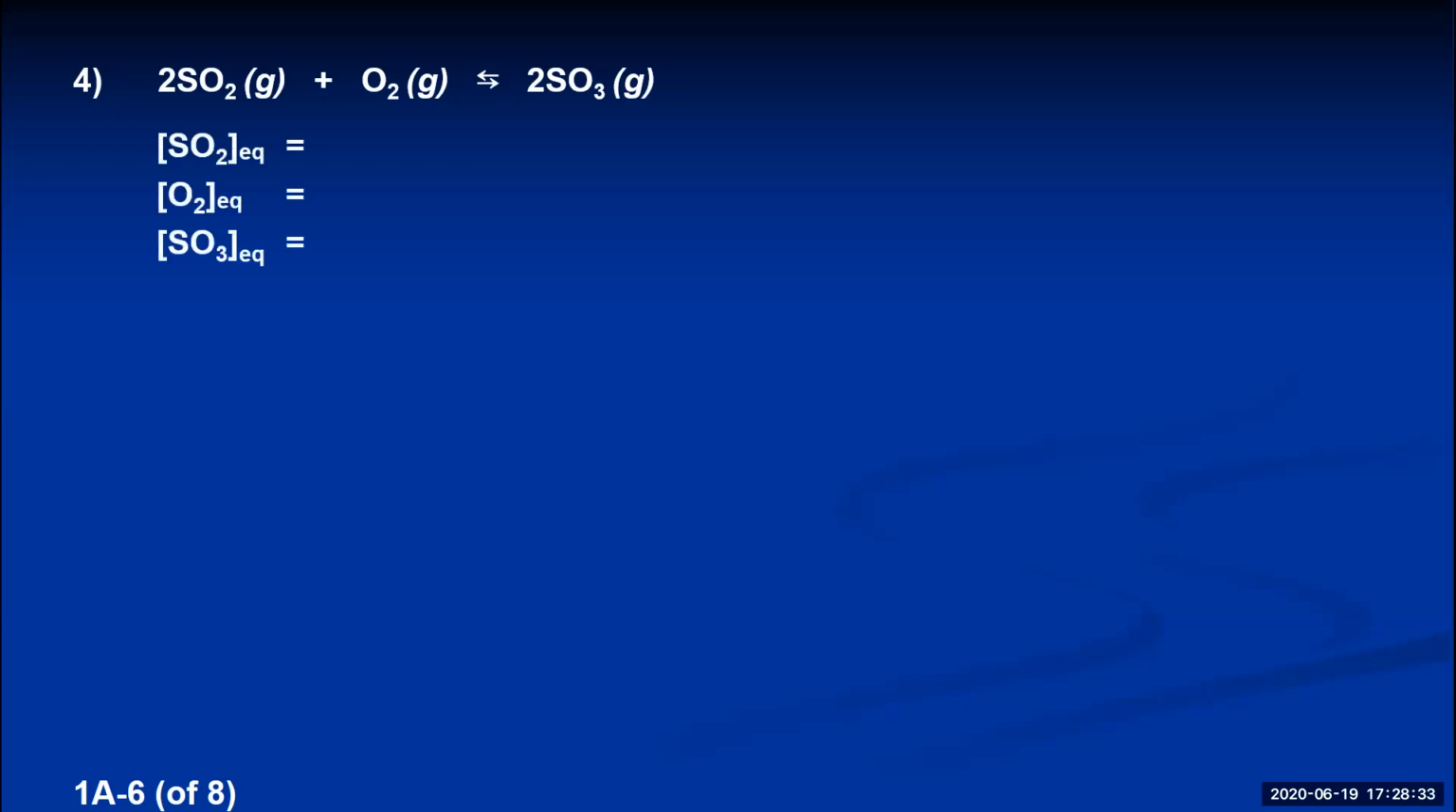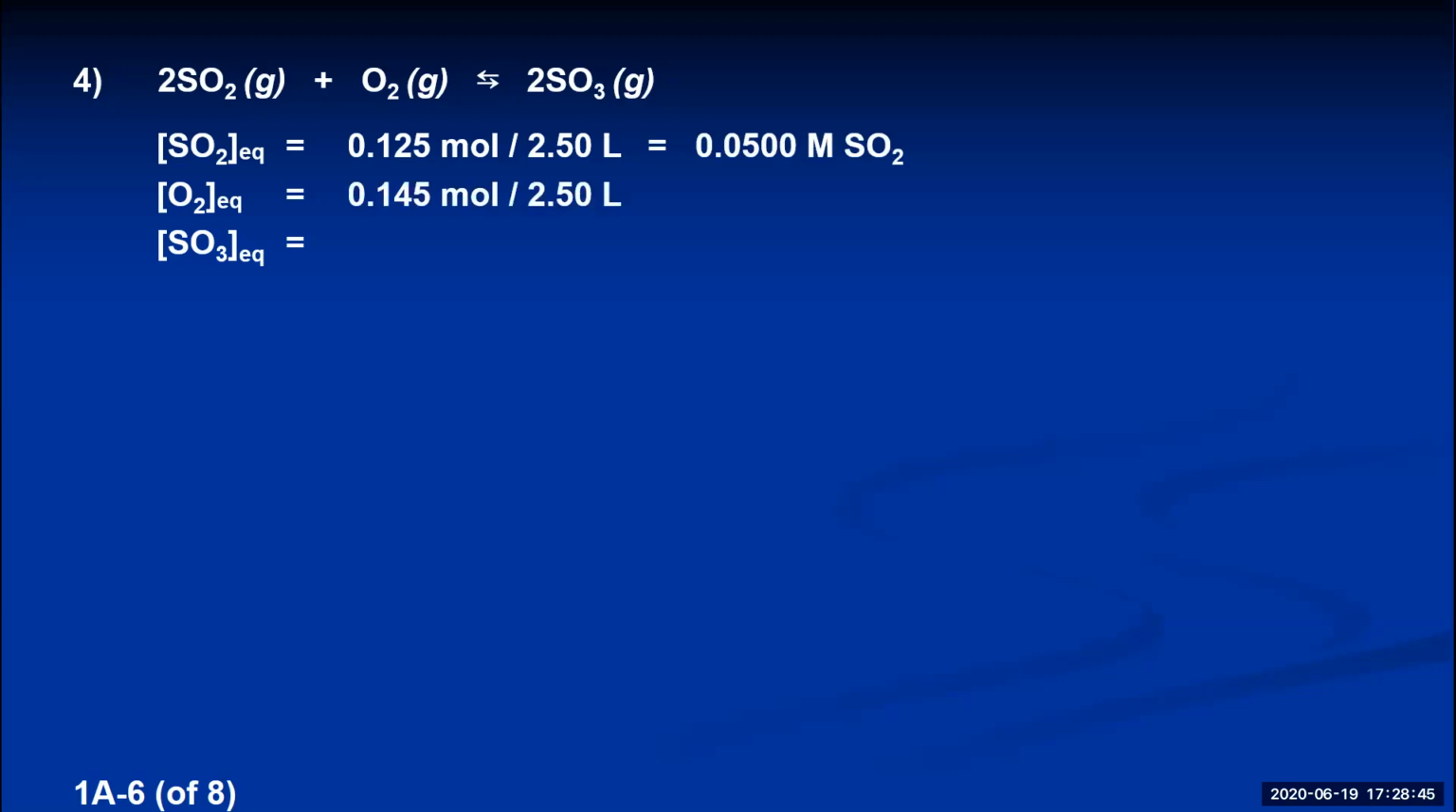So the equilibrium concentration of the SO2 is going to be the moles of SO2 divided by the volume of the container, and that turns out to be 0.0500 molar. For the oxygen, it's 0.145 moles divided by the volume of the container. That turns out to be 0.0580 molar. Notice each of these, I'm dividing a pair of 3 significant figure numbers, so my answer is coming out 3 significant figures, and that's because beginning zeros are not significant figures. So the significant figure counting begins with the 5 in each of those.